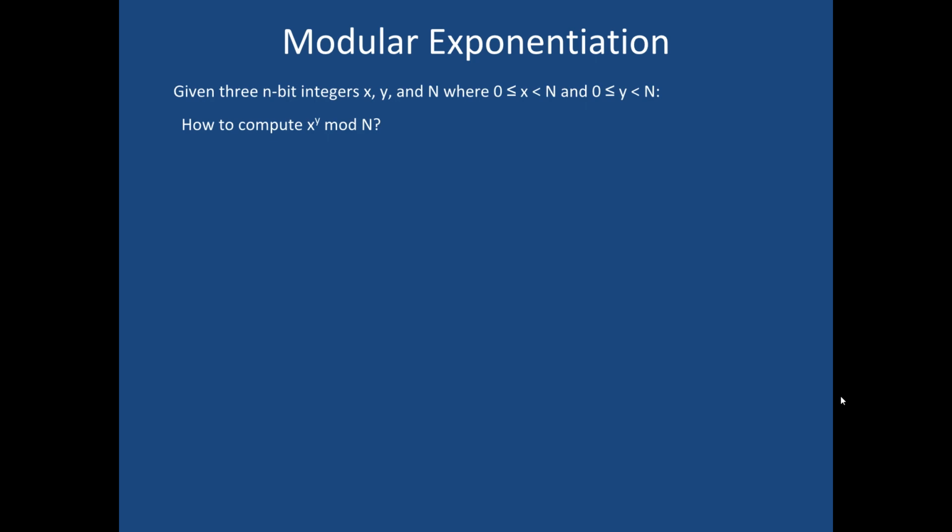Now let's talk about modular exponentiation. Here the problem is, you're given 3 numbers, x, y, and n. N is the modulus. X and y are between 0 and n. We want to compute x to the y power mod n. Now you may be wondering, why is that an interesting problem?